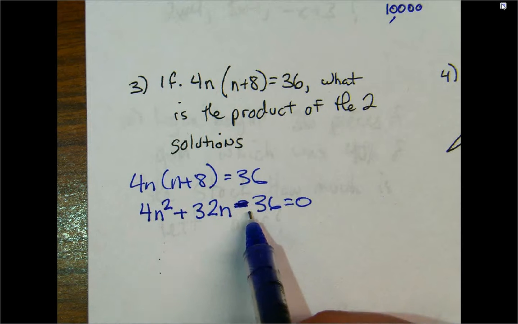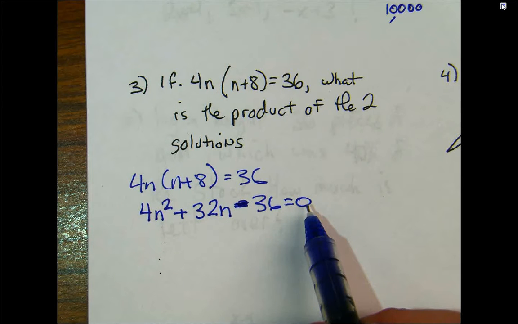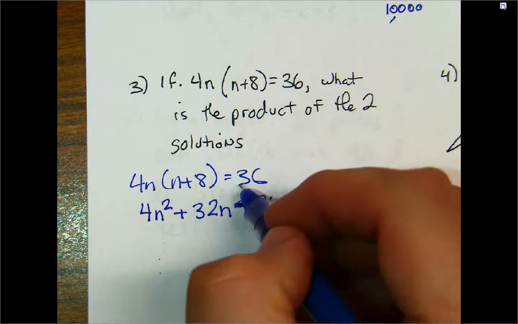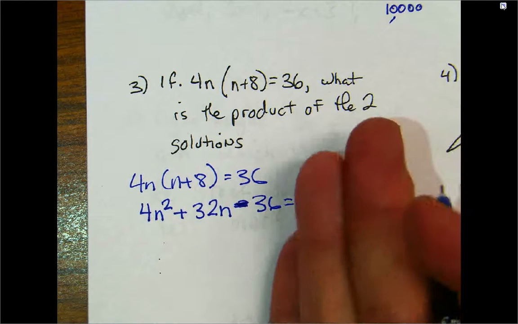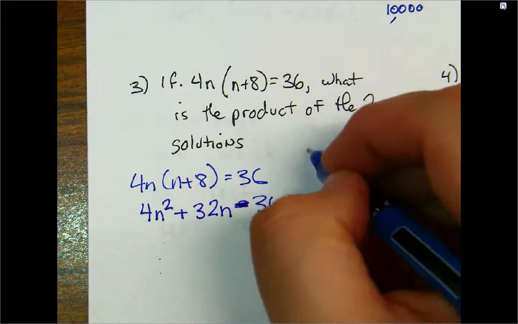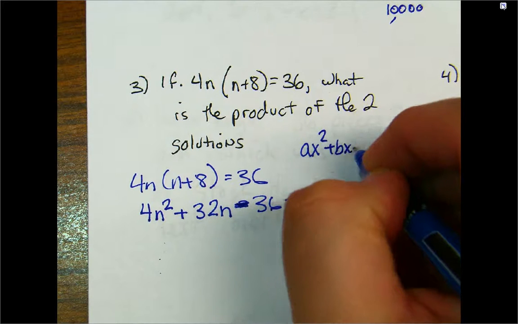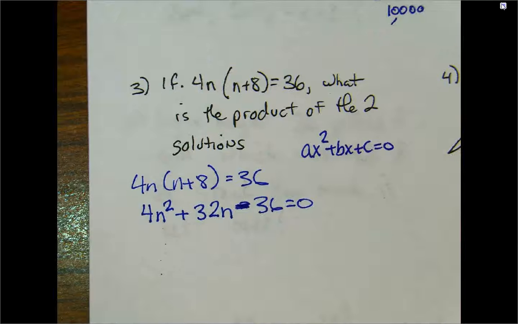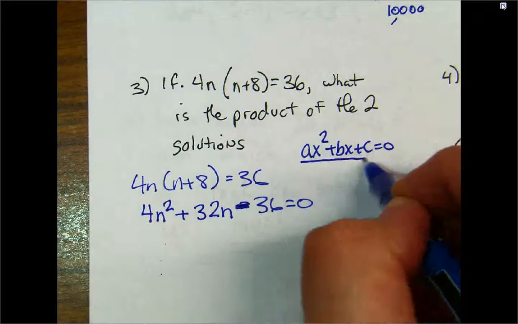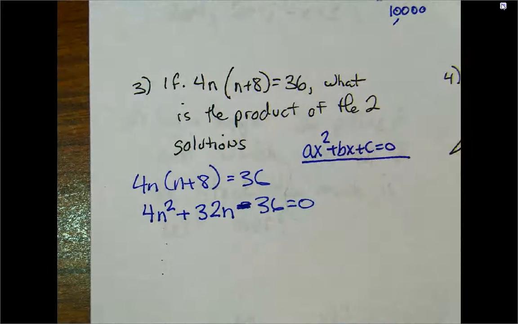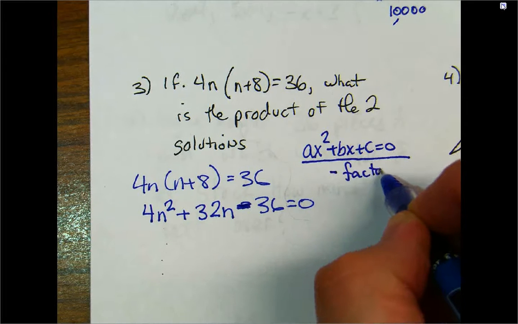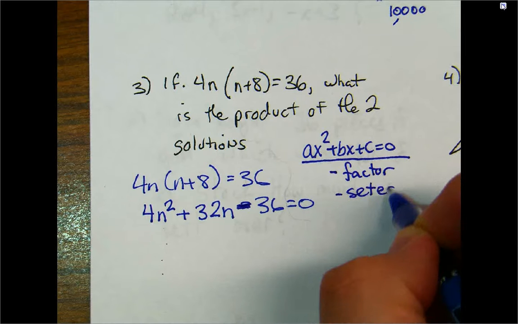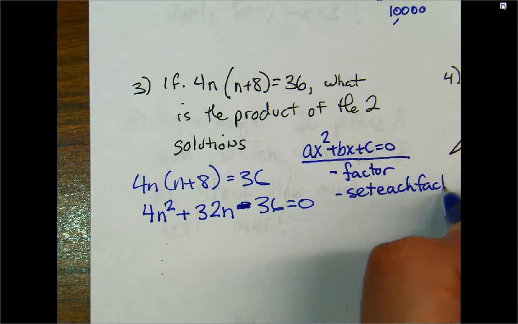What do you mean both sides? Take 36, subtract 36 from the right, subtract 36 from the left to get it equal to 0. Because we want to get it into ax squared plus bx plus c equals 0 form. Now, how do you solve that? First, you got to factor, then set each factor equal to 0.